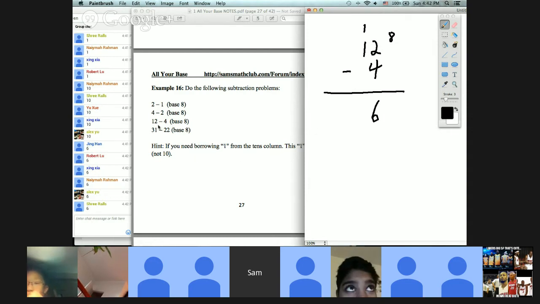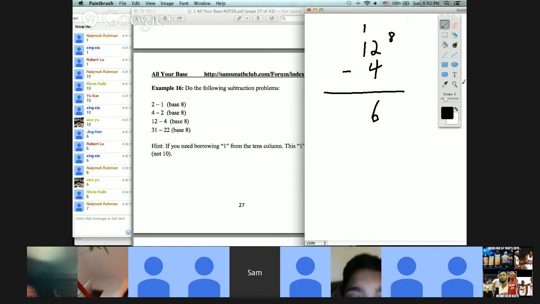So again, you can't just subtract it, since when you subtract it normally, you get a 10 over here, but since it's base 8, you have to use an 8 over here. Okay, see if you can do the last one. 31 minus 22 base 8.